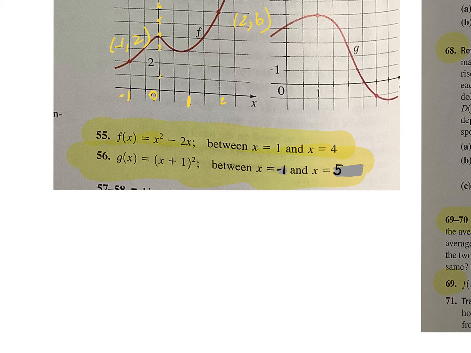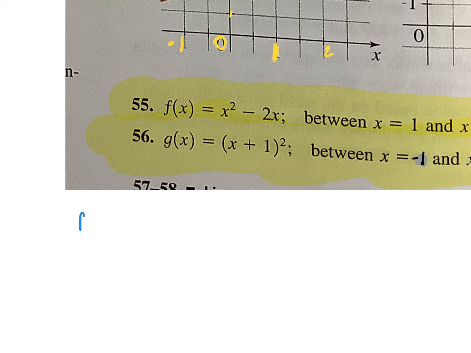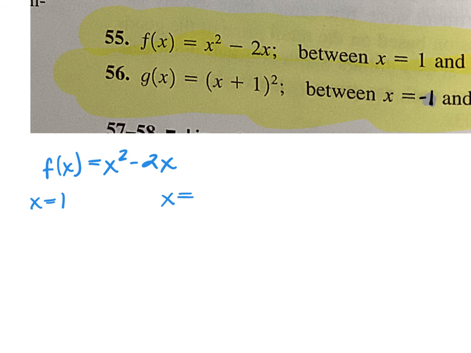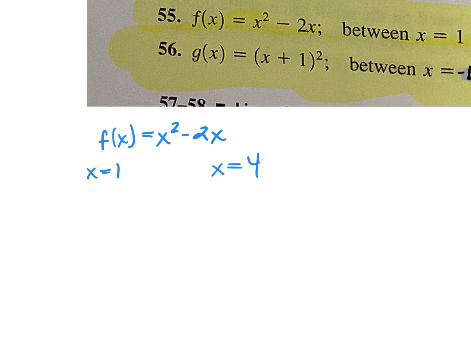It gives me an equation, and it tells me two x values to plug in. This one's going to take a little longer, guys. There's a little more work involved here. I have x squared minus 2x. They want me to find the average rate of change between where x equals 1 and x equals 4.